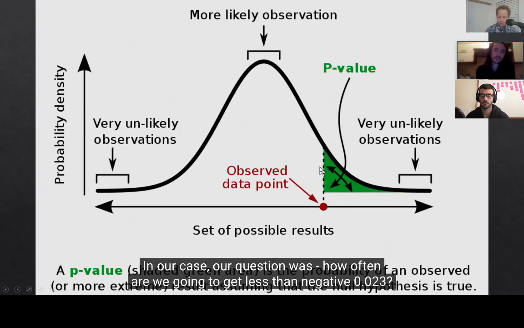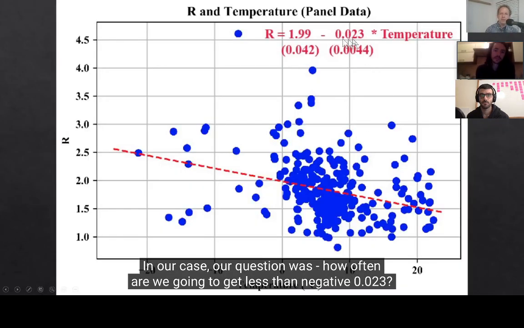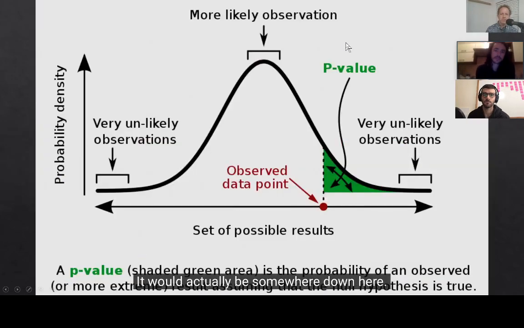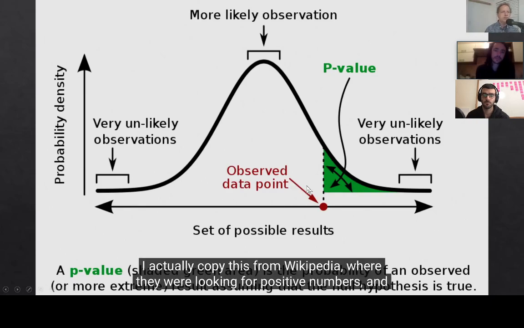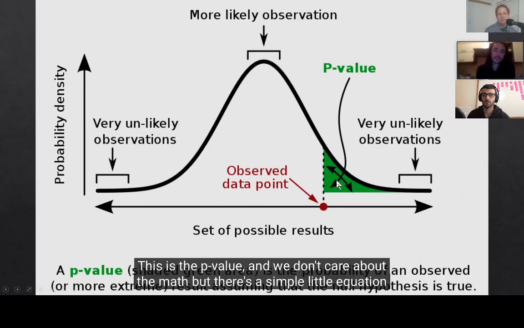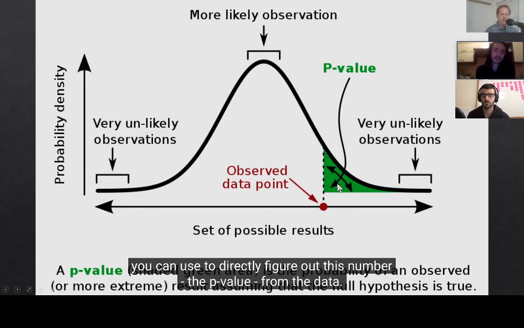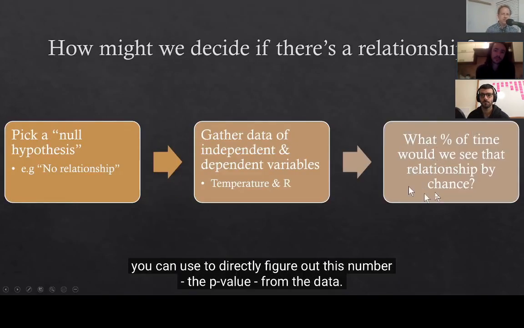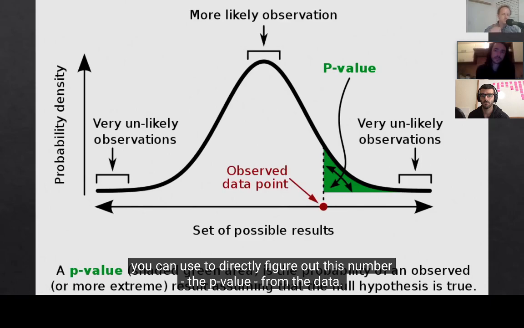And so in our case, our question was, how often are we going to get less than negative 0.023? So it would actually be somewhere down here. I actually copied this from Wikipedia where they were looking for positive numbers, and so they've colored in this area above a number. So this is the p-value. We don't care about the math, but there's a simple little equation you can use to directly figure out this number, the p-value, from the data.